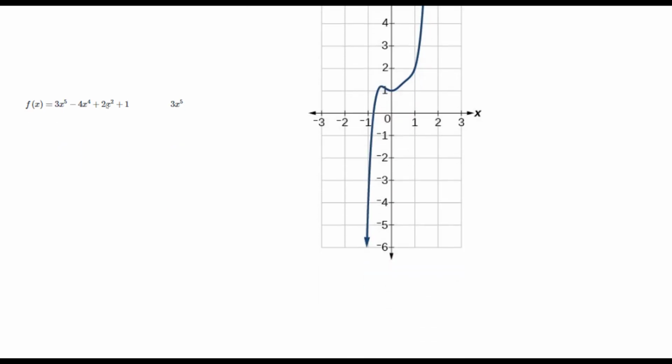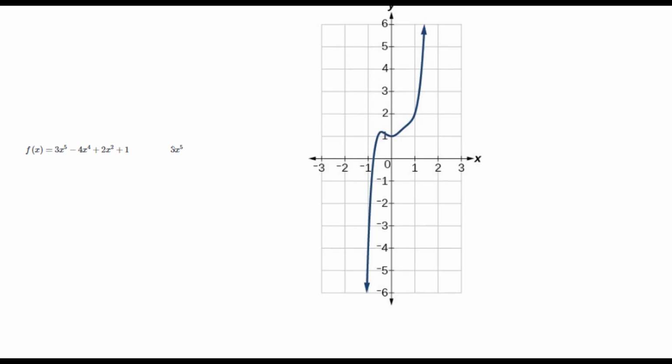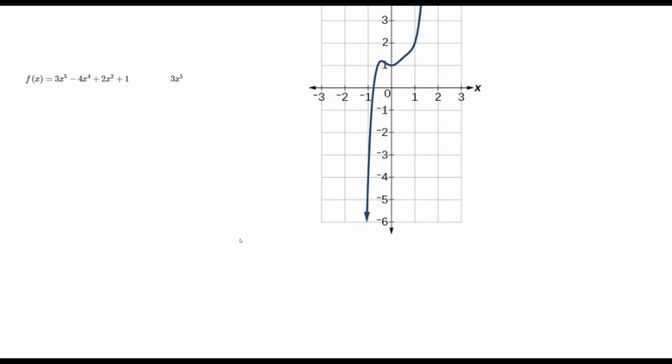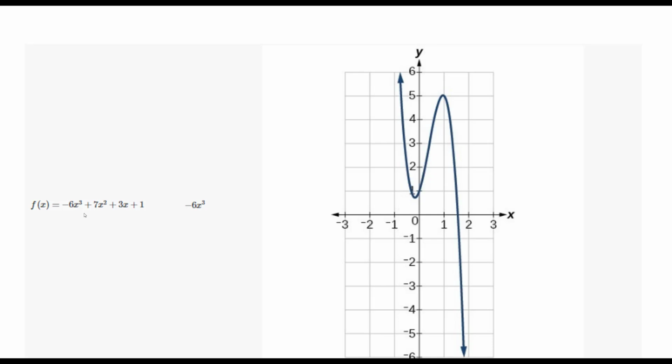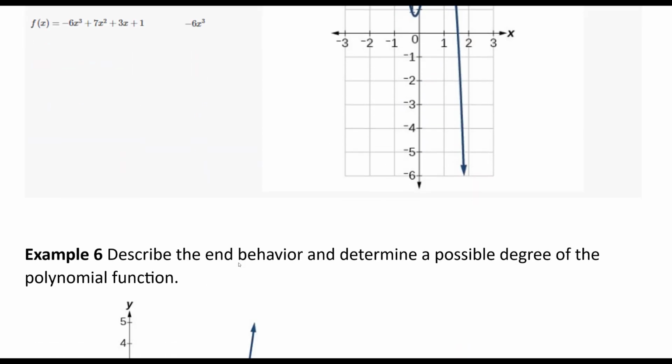The next one, 3x to the 5th is our leading term. So positive leading coefficient, odd power. As x gets big, it goes up. As x gets small, it goes down. And I think this is our last one. Our leading term is negative 6x cubed. So negative leading coefficient, odd power. As x gets big, it goes down. As x gets small, it goes up. So basically, it's following power functions for the end behavior. Now, the middle behavior is going to be a little different, and that is in the following video.